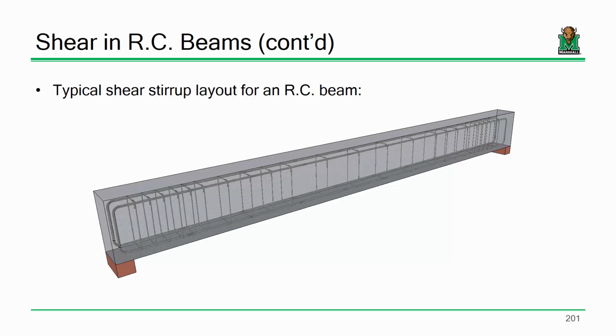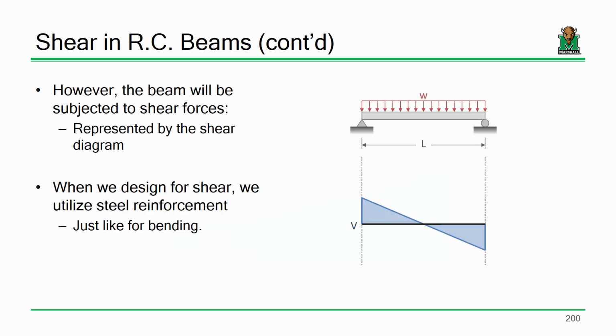Now, one thing that might be kind of subtle right off the bat until you notice it, notice how they're more bunched up near the supports than they are in the middle. Notice that? That's because shears are higher at the supports than they are in the middle. So it stands to reason you should have more of them at the supports than you do in the middle. And largely that'll be the case.